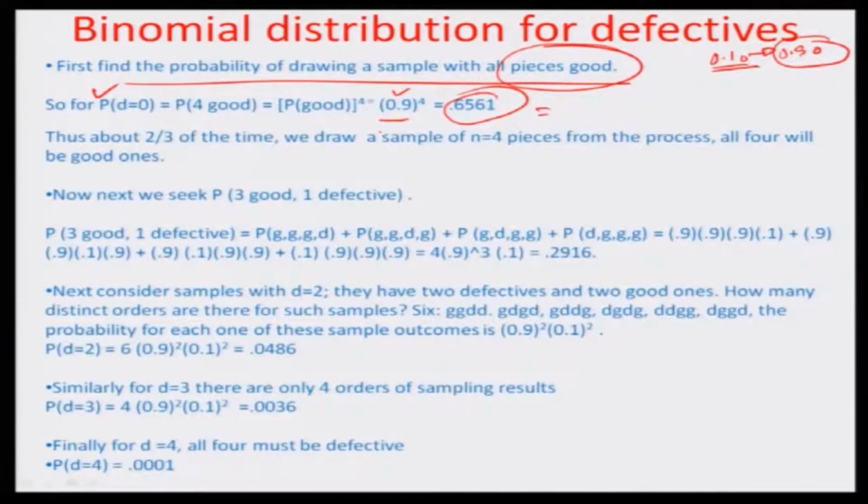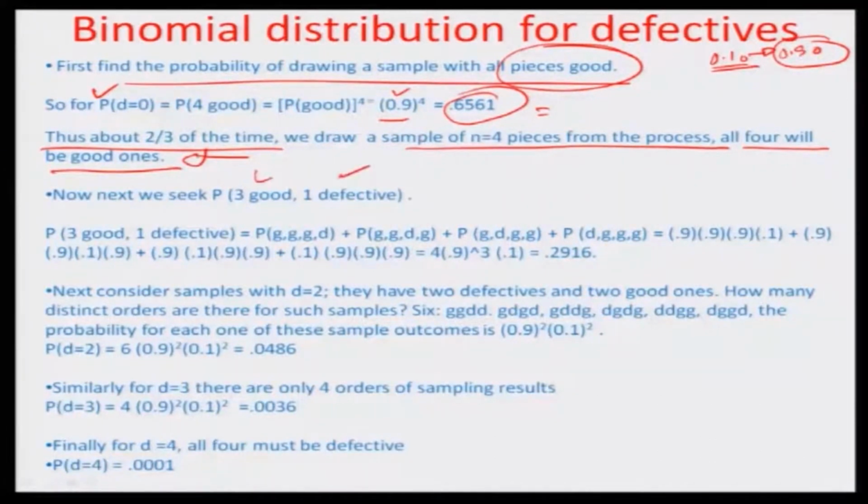So about 2/3 of the time, about 66% of the time, we draw a sample of n equal to 4 pieces from the process where all 4 will be good, provided there are about 10% defectives in the sample. Now let us seek the probability of the second case, which is 3 good and 1 defective.